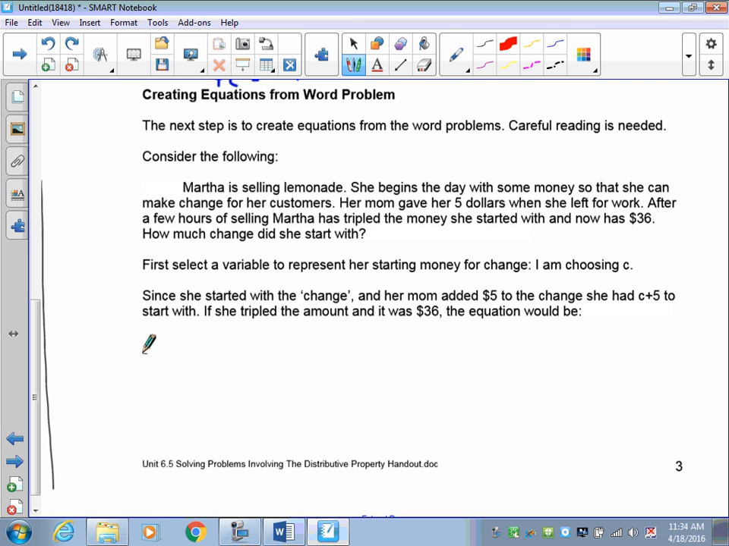So first off, I'm going to select a variable. I'm going to use C because change starts with C. Since she started with the change and her mom added $5, it's going to look like C plus 5. So she had her change, she's walking out the door, and mom goes, "Hey, Martha, here's $5." Okay, so this is what she walks out the door with. Her change plus the $5 her mom gave her. Okay? If she tripled that, this is what she has. If she triples it, triple means multiplied by 3. And it says here, she now has $36. After it was tripled, she has $36. So there's your equation. 3 onto C plus 5 is equal to 36.